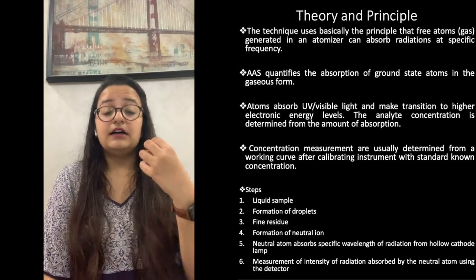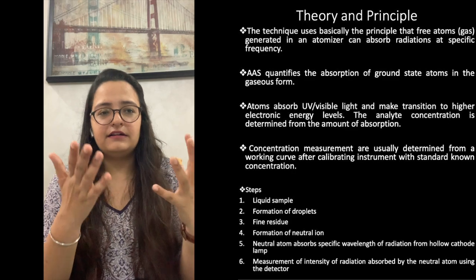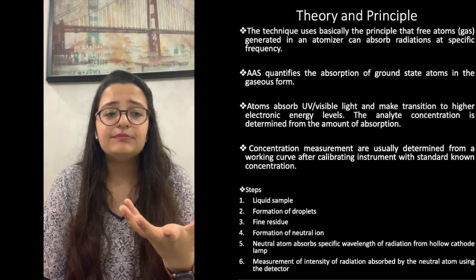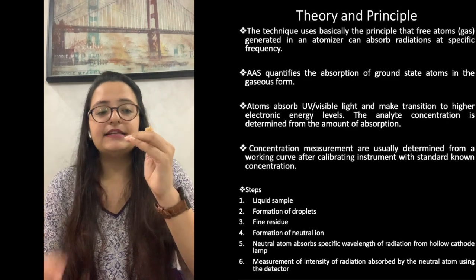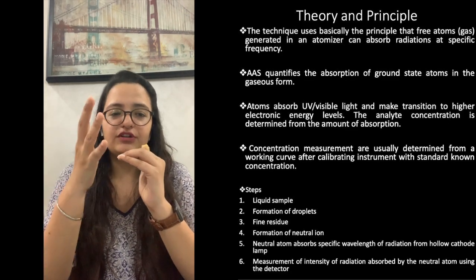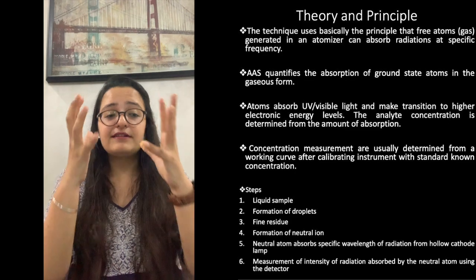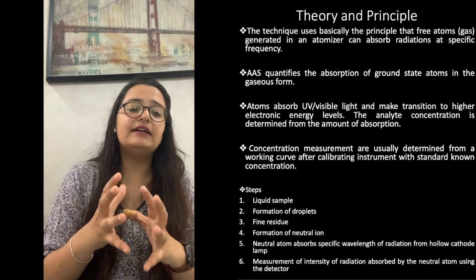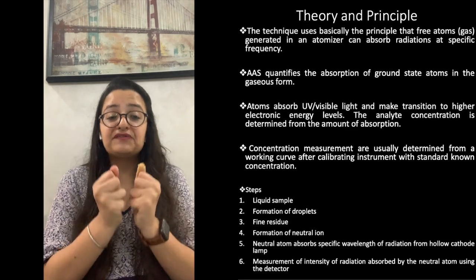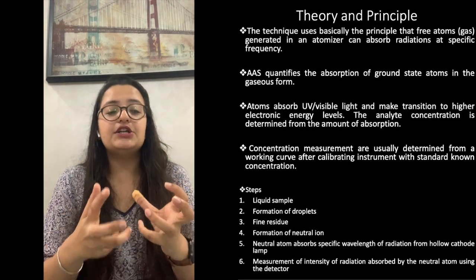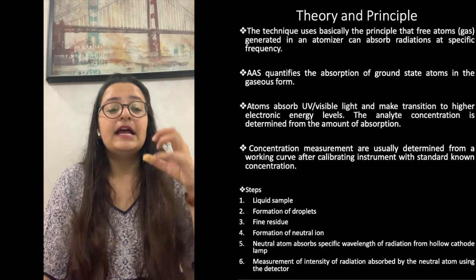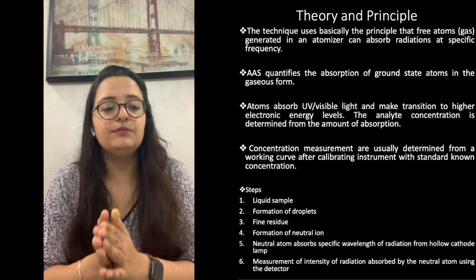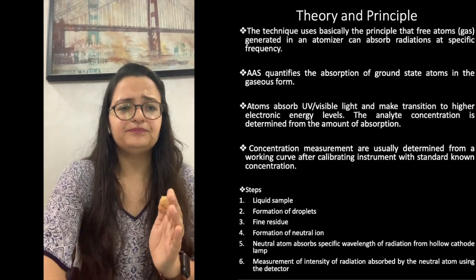Fewer steps are involved in AAS: the liquid sample, formation of droplets. The sample is converted into droplets, then fine residues, and the next step is formation of neutral atoms. The neutral atom absorbs the specific wavelength of radiation from the hollow cathode lamp, and the intensity of radiation absorbed by the neutral atom is measured using the detector. Okay.